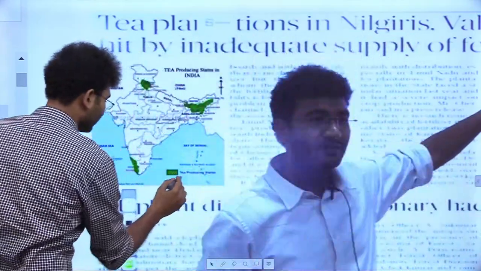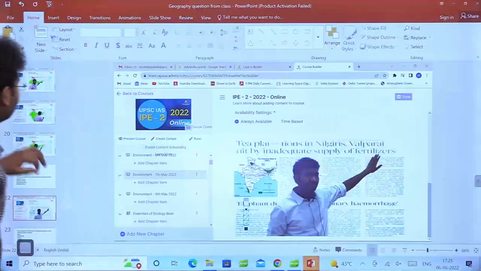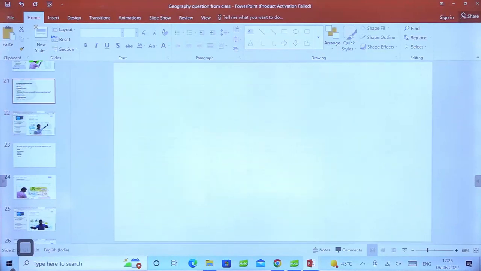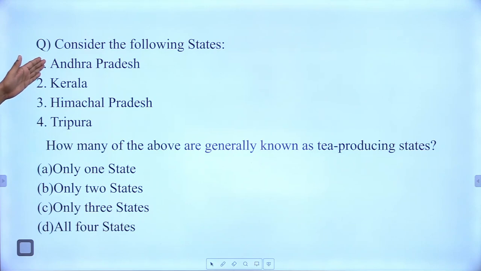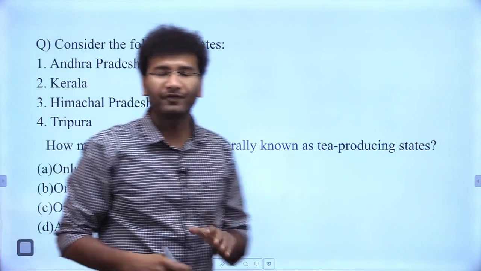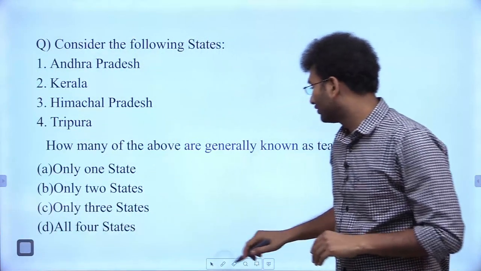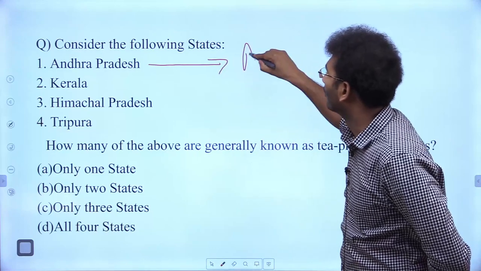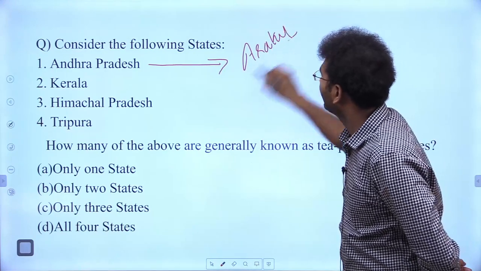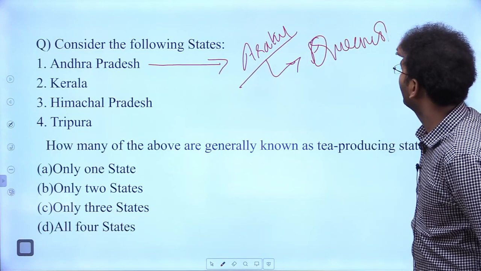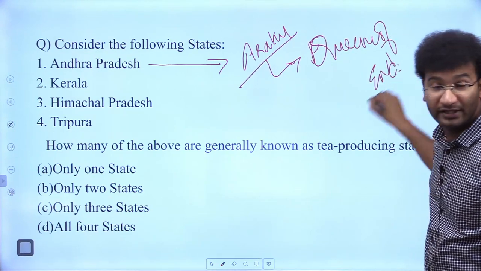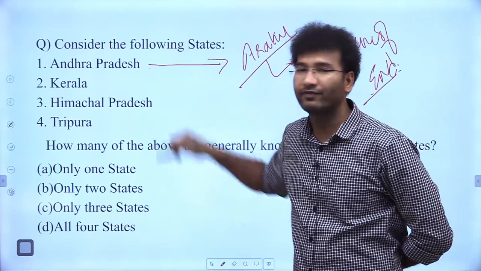Now, how to answer this? In that, take out Andhra Pradesh. Andhra Pradesh is where the coffee is grown, and the coffee that is made at Araku, Araku coffee, even today, the queen of England, even till date, she drinks the same coffee, right?